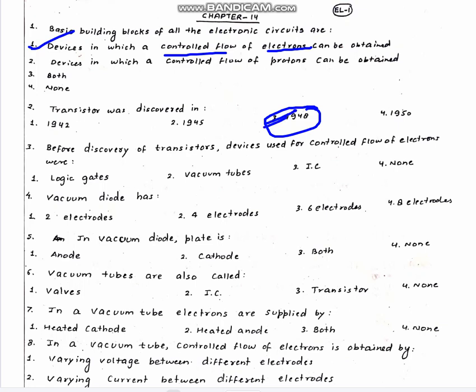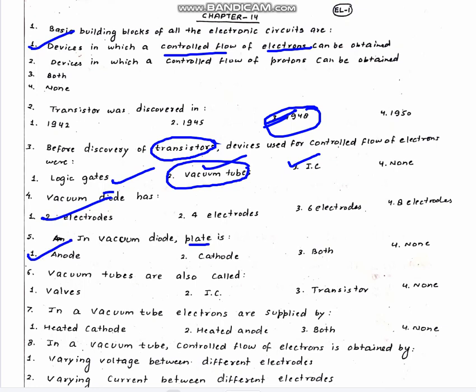Third will be correct. Then, before discovery of transistors, devices used for controlling flow of electrons were vacuum tubes and IC. Before the discovery of transistor, we just used vacuum tubes. So second will be correct over here. Next is vacuum diode has 2 electrodes. Next is in vacuum diode, plate is the anode itself. So first will be correct.